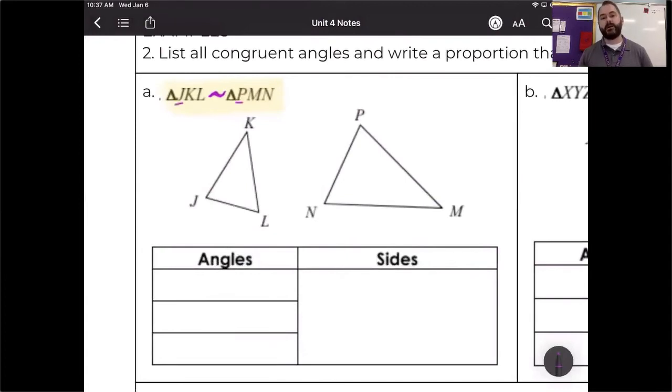In similar polygons, corresponding angles are congruent. So I know angle J is congruent to angle P, so I can mark that and I can say angle J is congruent to angle P. And I also know angle K corresponds to angle M, so those are congruent. Angle K congruent to angle M.